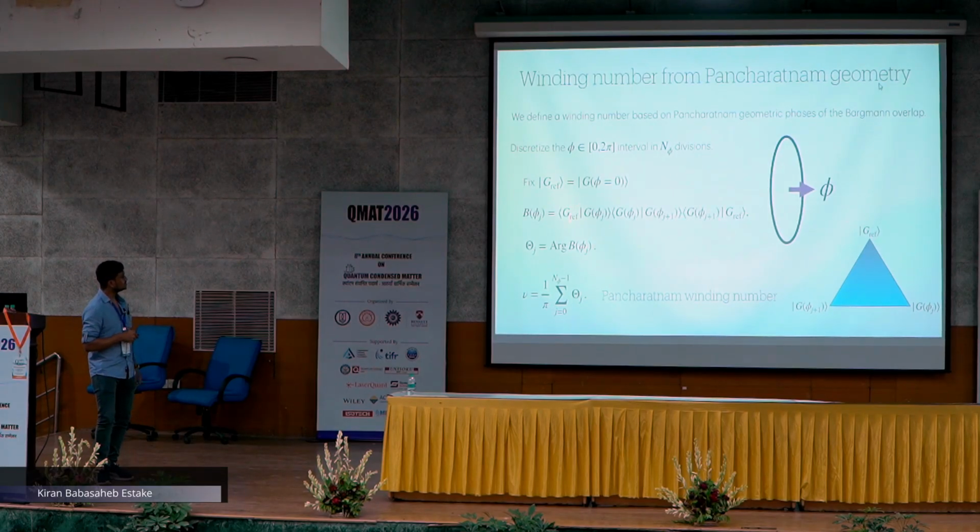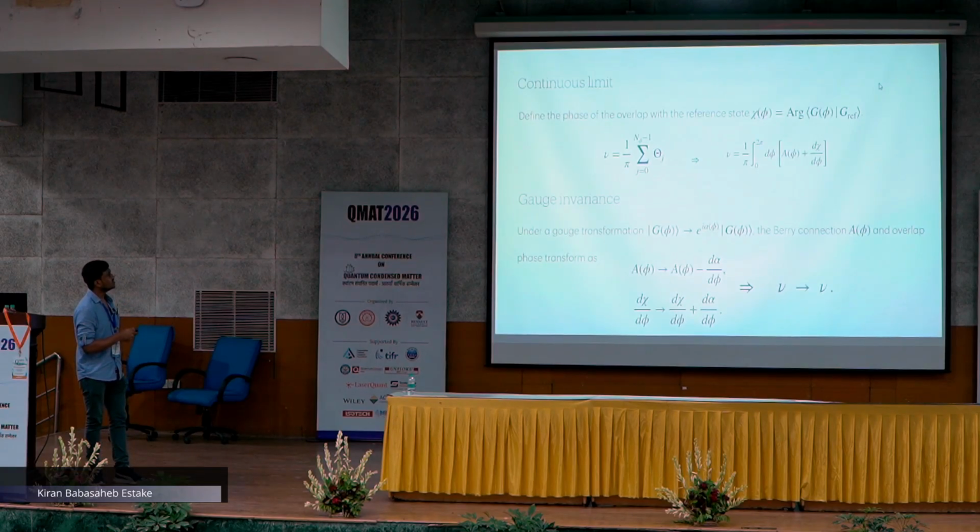So there are 3 overlaps. The first one is the overlap of the reference state with G_φ, then G_φ with G_{φ+1}, and G_{φ+1} again with the reference state. Now denoting the phase of this B_φ as θ_j, we sum over all these θ_j's and divide it by π and denote this quantity as Pancharatnam's winding number. Now this is the winding number that we have defined.